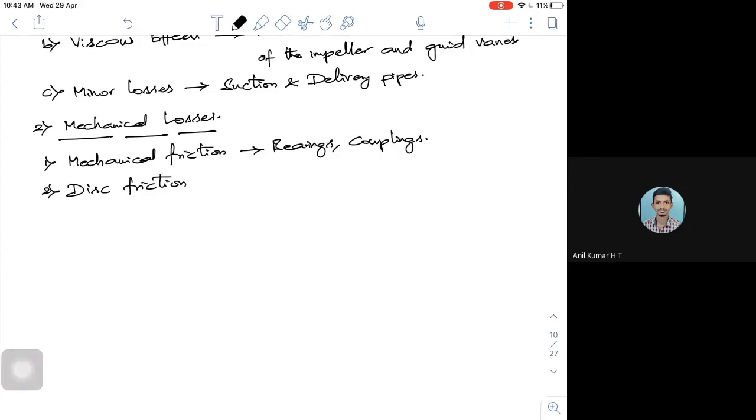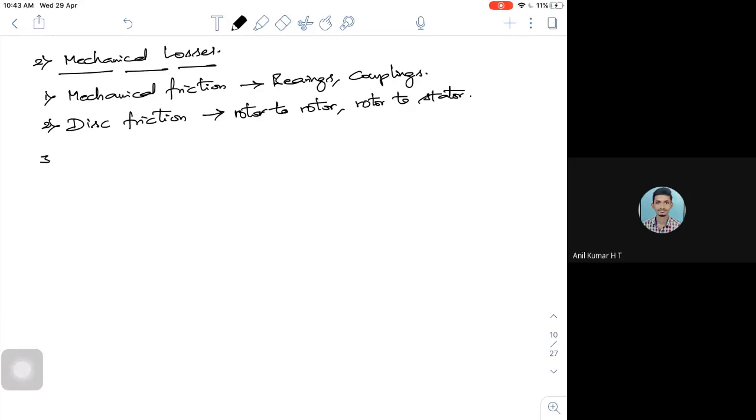This can be between one rotor and another rotor, or between rotor and stator. If there is fluid in between, the friction may get reduced, but if they are in contact, or there is a slight rubbing action, there is a little bit of mechanical friction over there. So there is a loss. The third type of thing we may come across is your leakage losses.